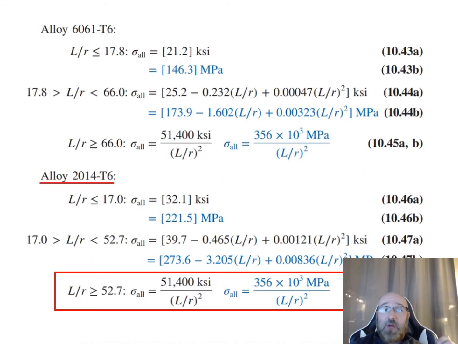So where did this come from? Where did that relationship come from for our assumption? This is back to our textbook. We're dealing with aluminum 2014 T6. We made the assumption that our slenderness ratio, our L over R, is going to be greater than or equal to 52.7, and we said it was equal to that, so 52.7. Therefore, this is our equation for our allowable stress. We use this over here to the right in units of MPa. So there's that 356 times 10 to the third MPa, all over our slenderness ratio, L over R, quantity squared. This is where that came from back in our textbook, and this is equation 10.4a, in our case part B, because we're dealing with units of MPa.